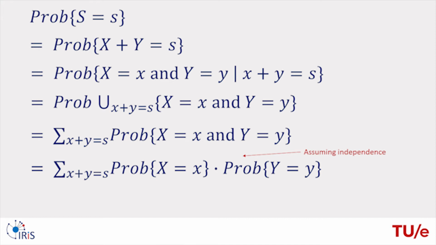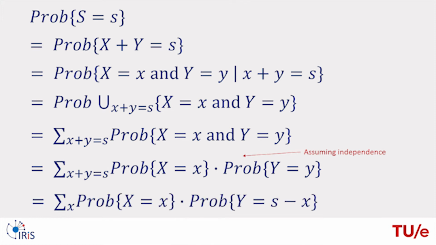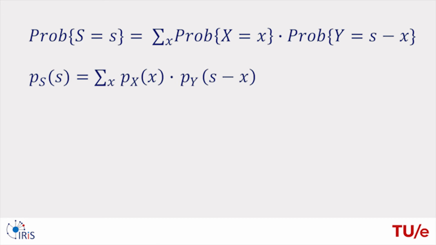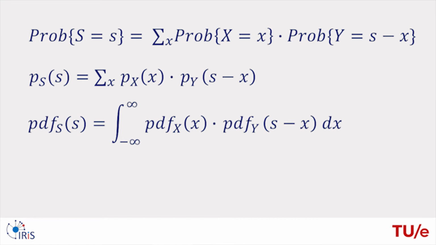Now this becomes the probability of x equal to x times the probability of y equals y. And because y is completely determined by x and s, we can also write it as the sum over x of the probability that x is equal to x times the probability of y equal to s minus x. And if you write that as probability mass functions, you get this. And you can do a similar calculation for probability density functions and find this integral, which, if you have any formal training in analysis or in electrical engineering, you'll undoubtedly recognize as a convolution, right?